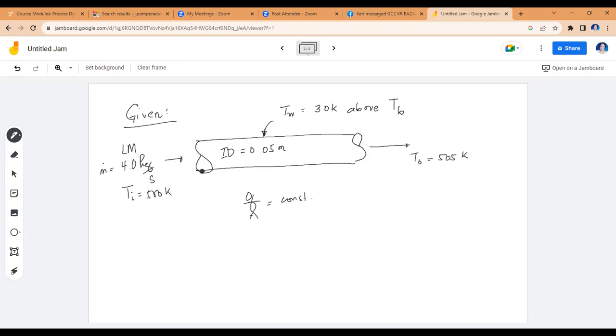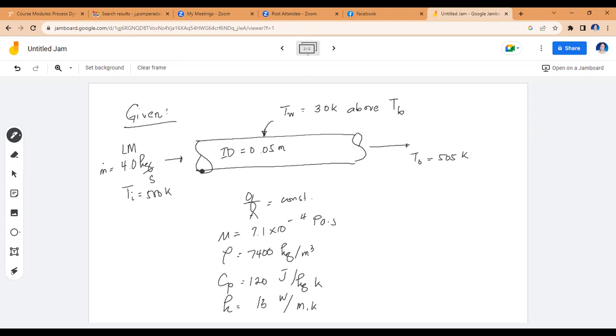And then you have the summary of properties for the liquid metal. So you have its viscosity, you have its density, the Cp, and you have the thermal conductivity. And in this problem, just place the required information here. You are required to find the length of the tube, and that's L.